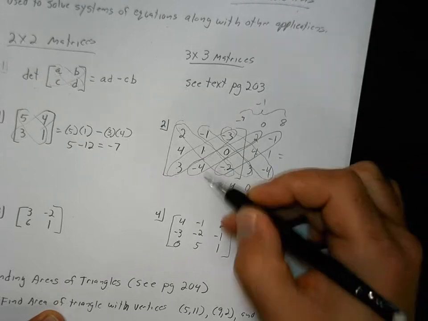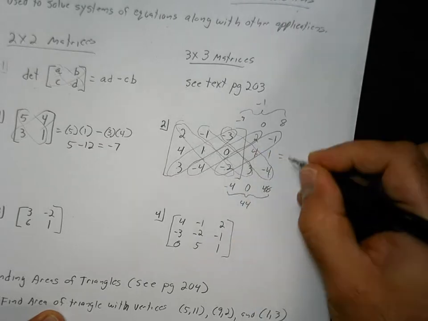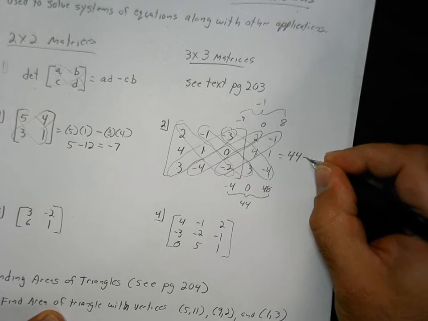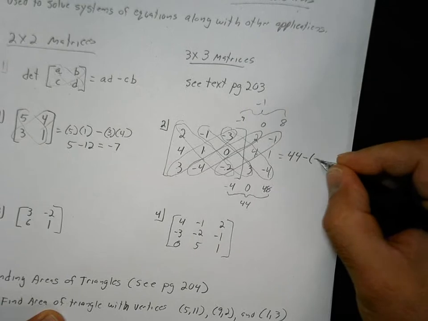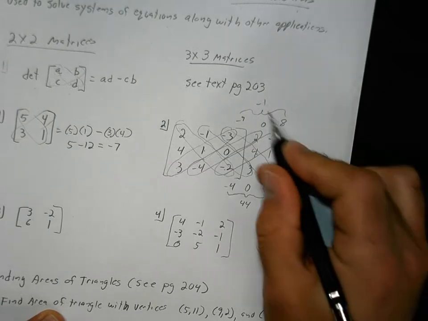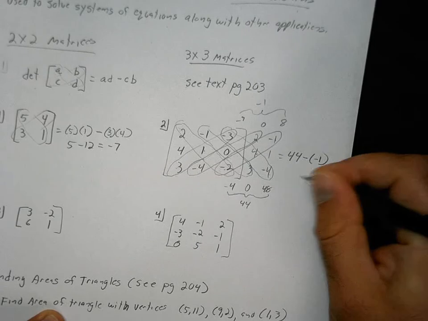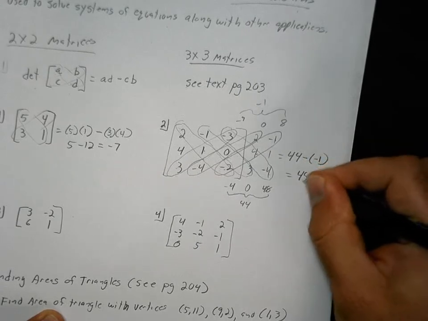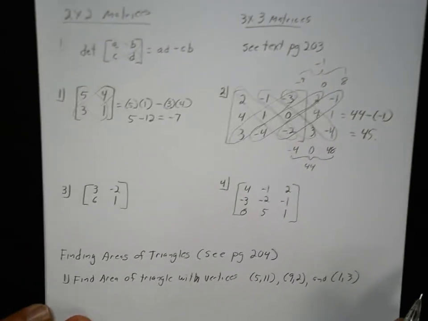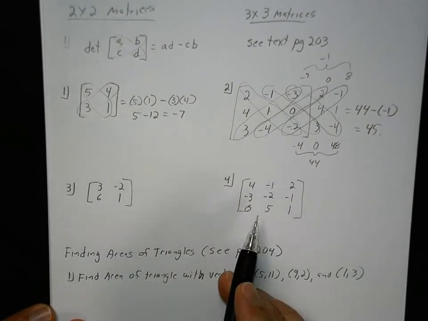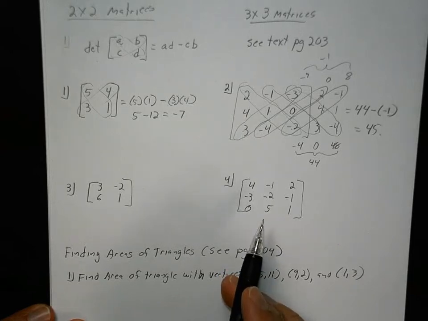So now I take the product of those first 3 and subtract the product of these 3 diagonals. Always be careful with your sign, because if I have negative here, it's going to become an addition there. So I get 45 as my determinant. Okay, so it's a little longer process. You got to be a little careful with your signs. So what I would suggest is you try these 2 and pause the video and see if you get the right answer, and then I'll work you through it.